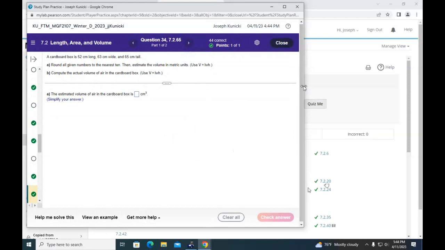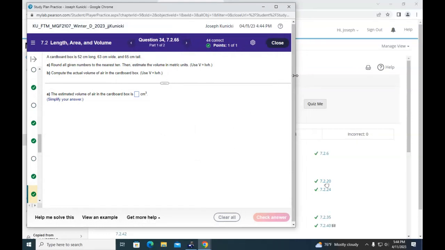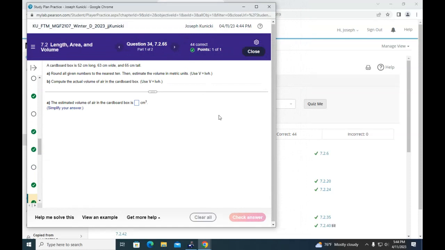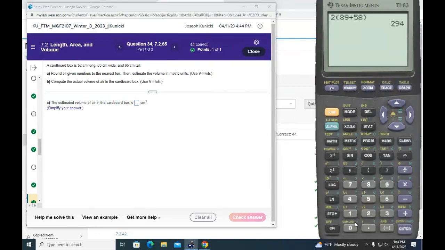All right, here we go. We need to calculate this. It says a cardboard box is 52 centimeters long, 63 centimeters wide, 65 centimeters tall, and all the dimensions are the same unit. If any one of these wasn't a centimeter, I'd have to make a change, because I'm going to get centimeters cubed, but only provided these are all centimeters. So I don't need to worry, I just go ahead and take 52.